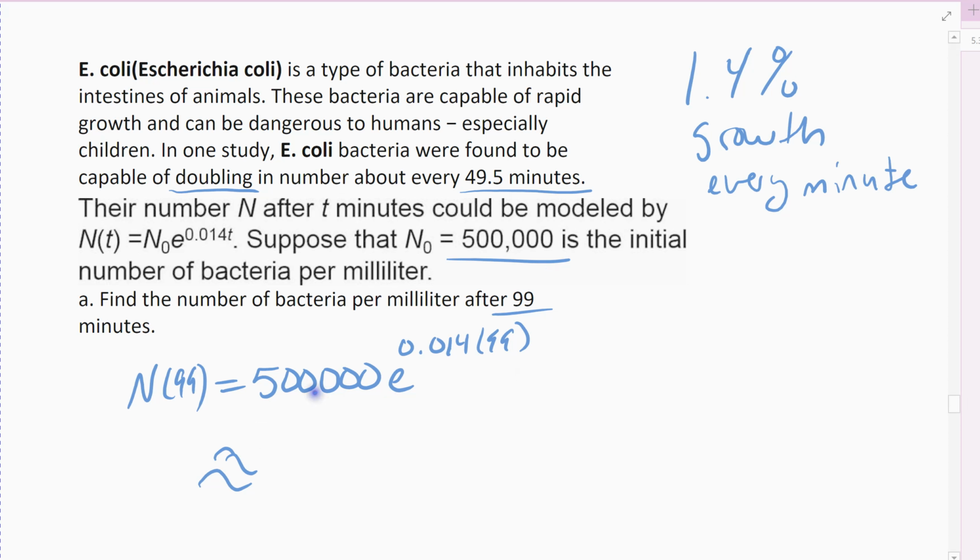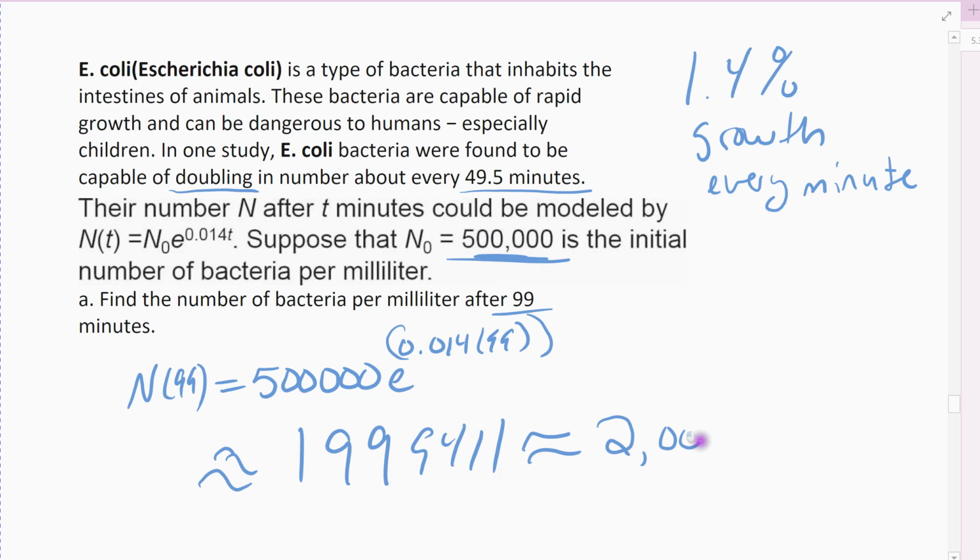Alright, we type it in. Make sure you're very careful with the numbers. Make sure you put parentheses around that product, and it comes out to 1,999,4. Since we're estimating, it looks like they rounded up to the nearest whole or big number value. I'd probably round this one up to 2 million bacteria in 99 minutes. It's an estimate, so roughly 2 million bacteria in 99 minutes.